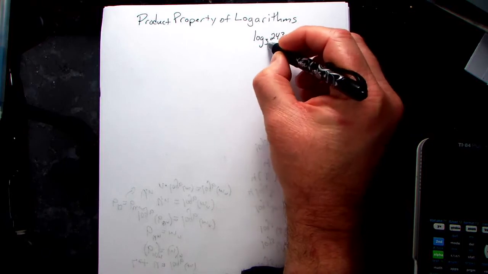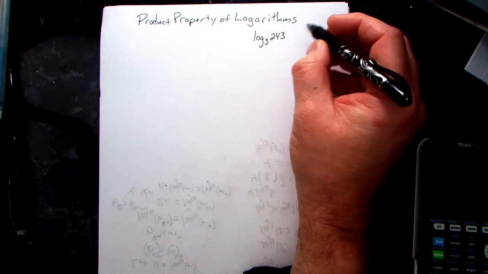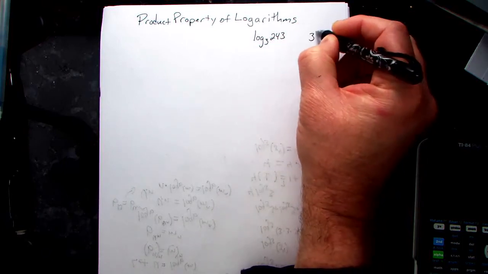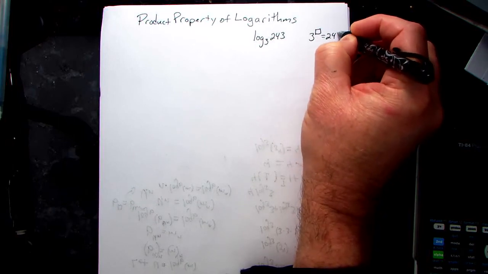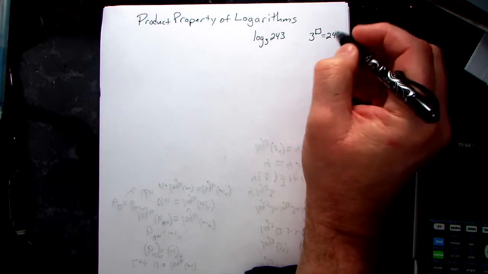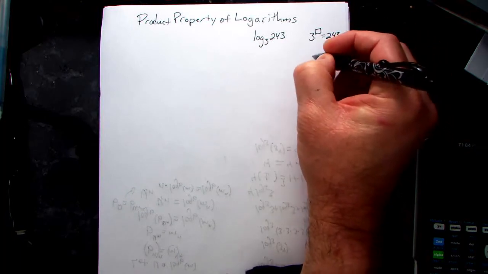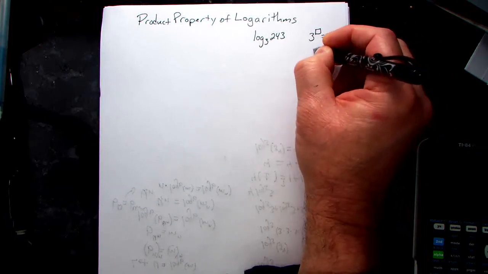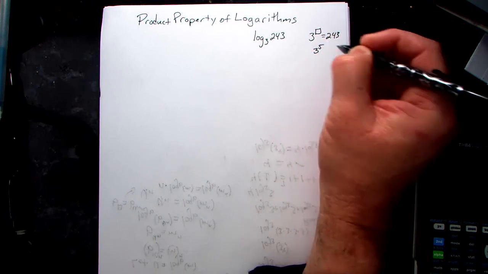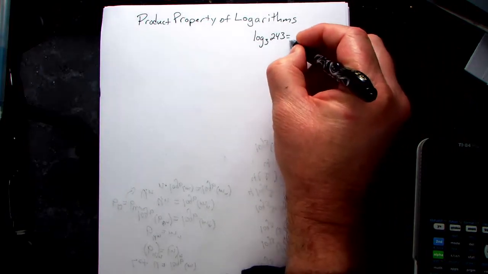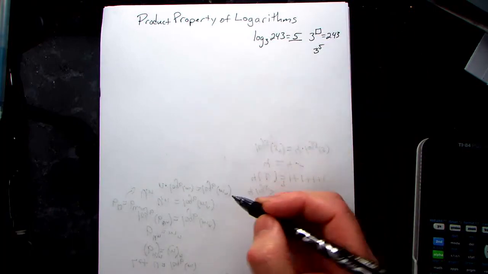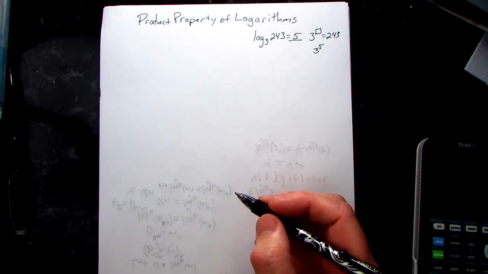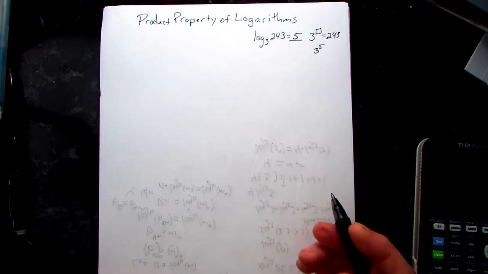Remembering that log base 3 of 243 is asking the question, 3 to what power equals 243? Well, 243 is actually a multiple of 3 many times. It's actually 3 to the 5th. So when we ask what is the value of this, it should be 5. So we're going to see if we can get that same result another way.